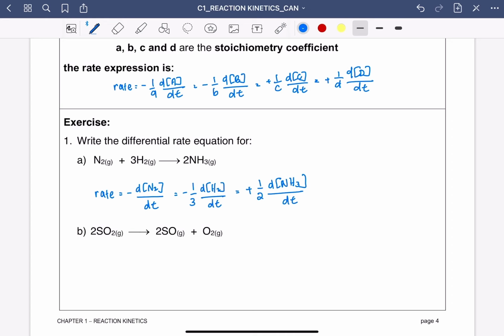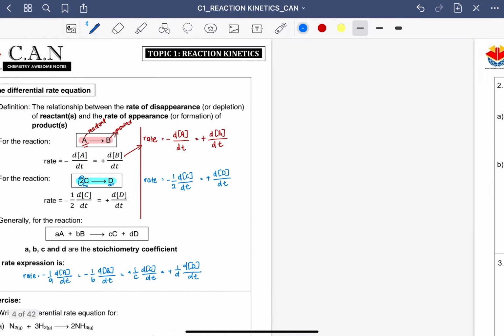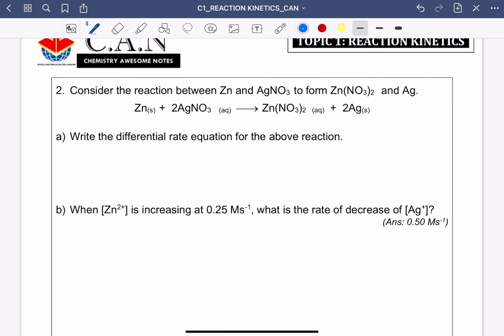Okay, so there you go. I have the rate, I have the symbol, and I have everything. Now, let's try question B. You can pause and then you can continue. Now, let's consider question 2. Consider the reaction between zinc and argentum nitrate to form zinc nitrate and argentum. Okay, so as you can see, we have the equation here. Okay, first question, write the differential rate equation for the above reaction.